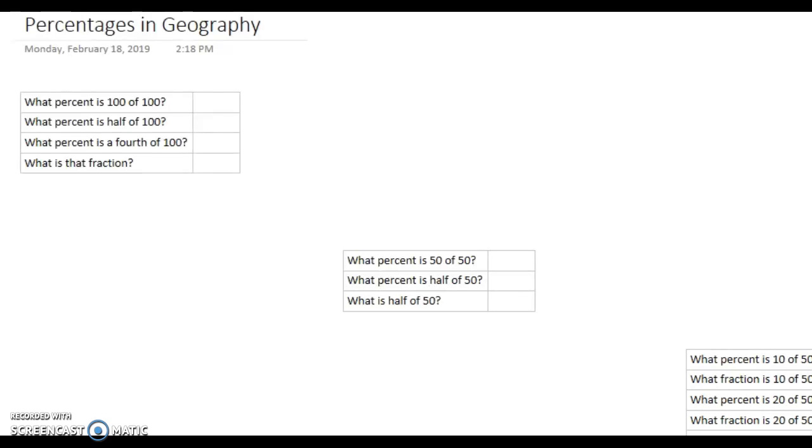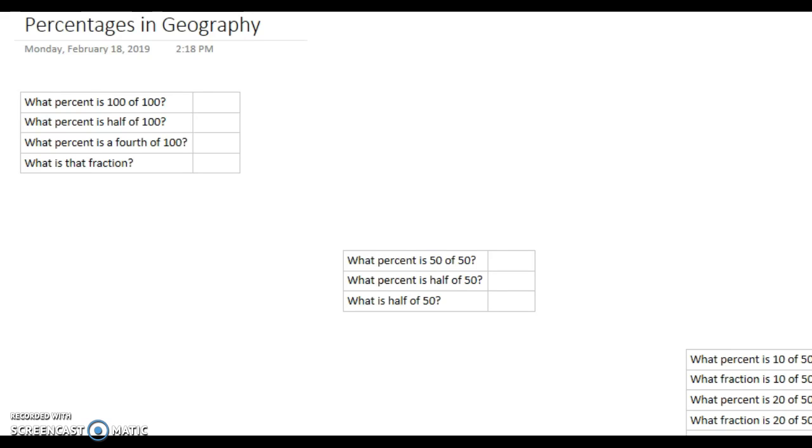Hey, mathematicians. All right, so you guys are working on percentages. And the next lesson here is percentages in geography. So it's just doing the same stuff we've been doing. We're just going to apply it now to a map of the United States, which is exciting. Okay, so let's do a little warm up here. Try and think of the answer before I say it, and then I'll answer for you here.